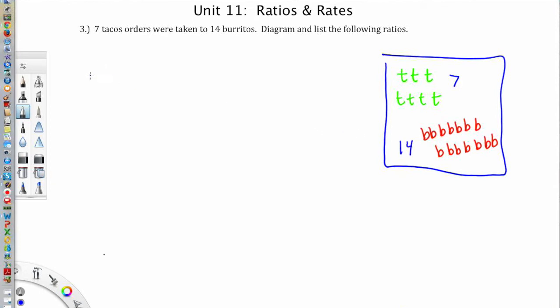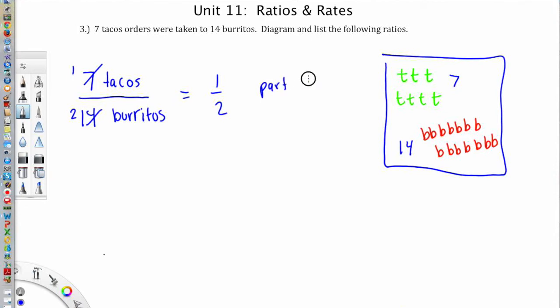So we would write this out as 7 tacos to 14 burritos. This can be reduced to a 1 to 2 ratio, and this is a part to part ratio. We're taking a look at the 2 parts of this entire group, and we're comparing the 2 parts. There's 7 tacos to 14 burritos, or 1 for every 2 burritos.